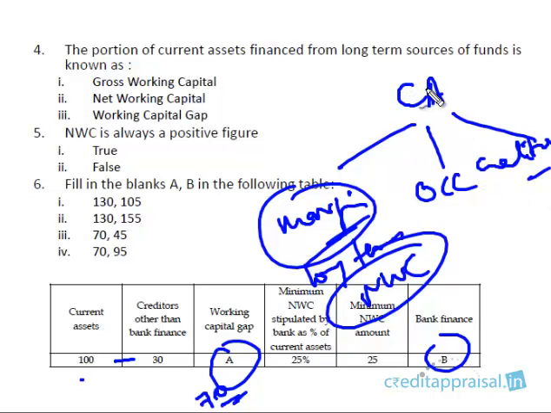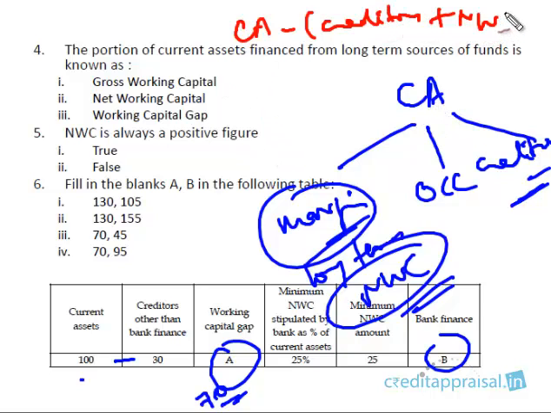So the total current assets will be financed by these three parties primarily. If you want to find out what is the bank finance we want to give, first of all we have to deduct this and this, right, from the current assets. Current assets minus your creditors and NWC.